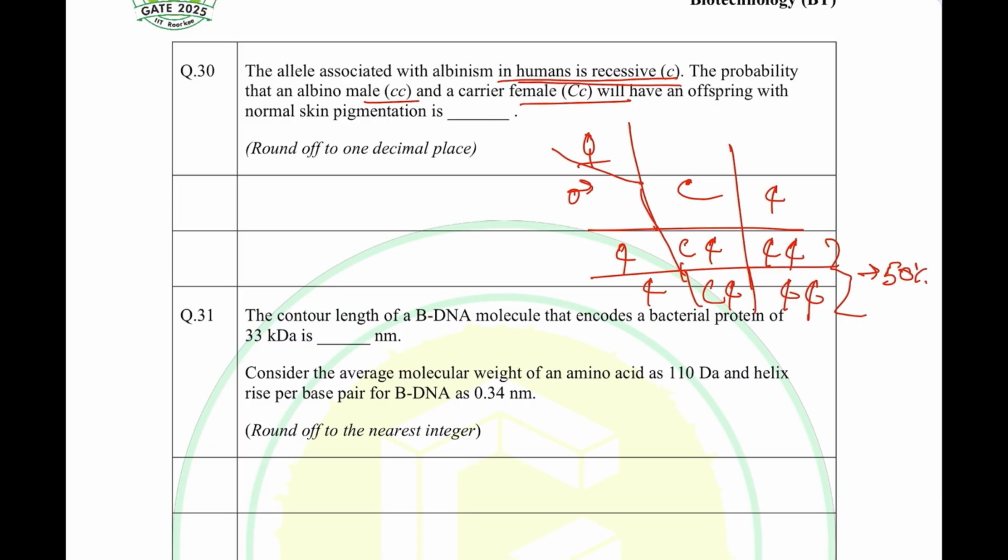And here the question asks the probability that an albino male and a carrier female will have an offspring with normal skin pigment. So we need to find out the percentage. Here 2 out of 4 will be affected, so the chance is 50%.